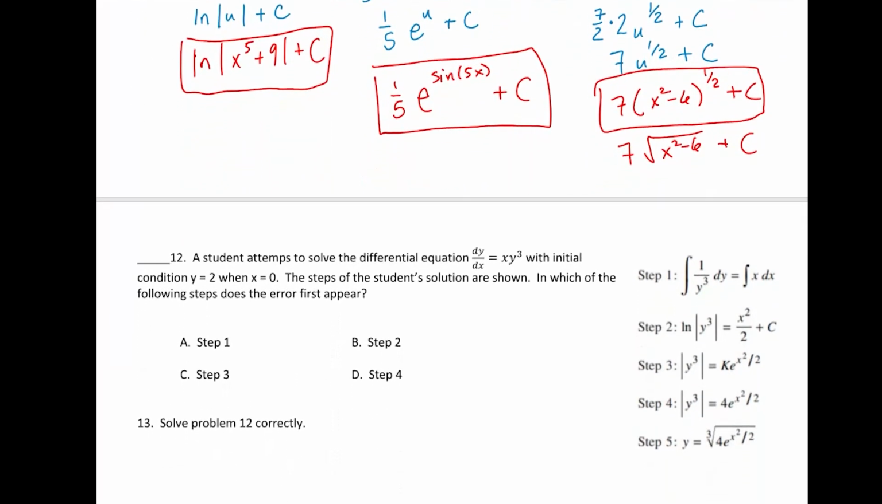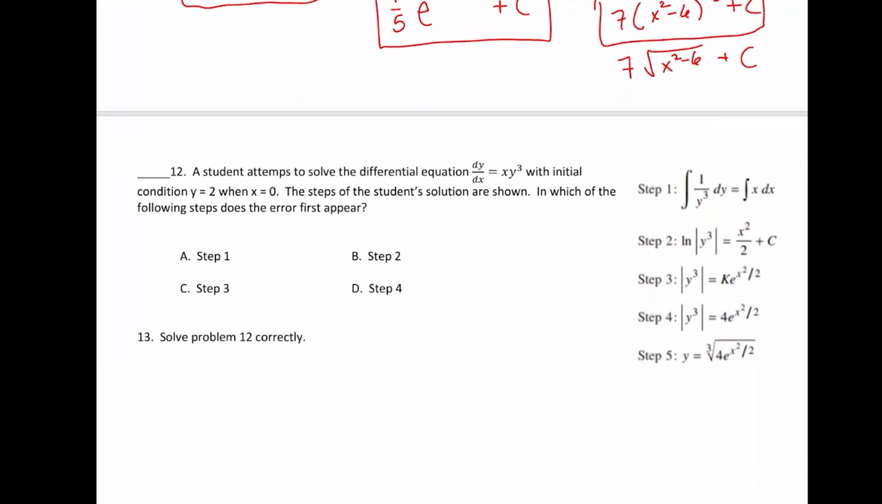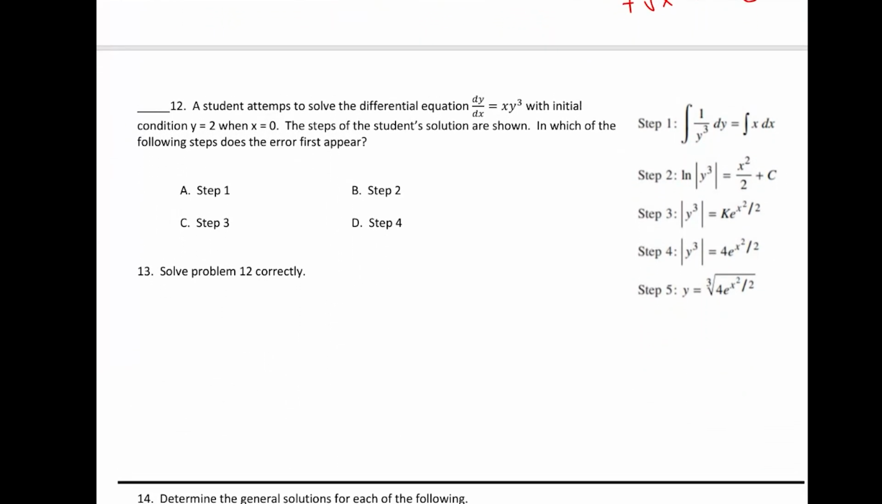Number 12 says a student attempts to solve a differential equation. Let me bring it up here. A student attempts to solve the differential equation dy/dx equals x y cubed with initial conditions y equals 2 and x equals 0. So the point here would be (0, 2). The steps of the student's solution are shown. In which of the following steps does the error first appear?